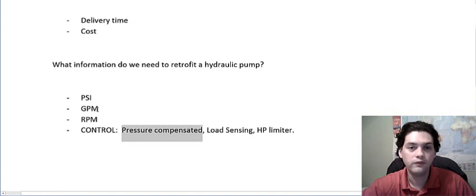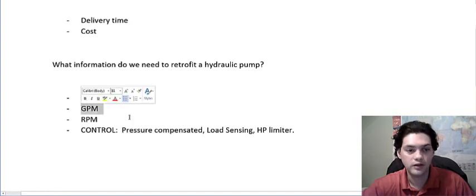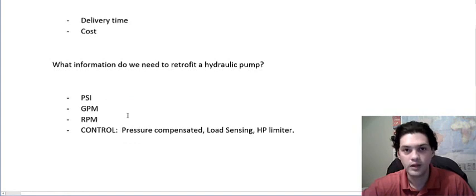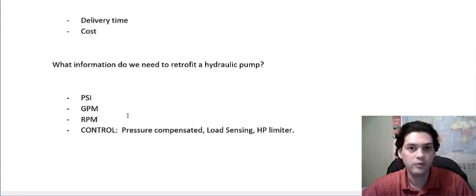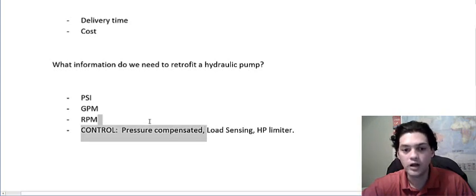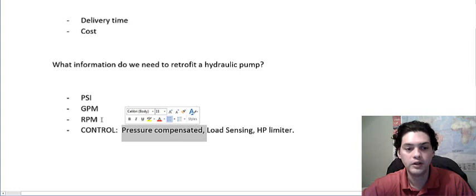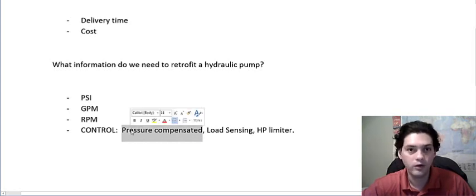Let's say the pump is delivering 30 GPM, and at 3000 psi you want to cut the flow and maintain the pressure. So at a certain psi, the pump reduces flow and it maintains pressure. What it does is it saves horsepower in the system, and it keeps the pump from overheating. Let's say it would not have a pressure compensated control. Usually fixed displacement pumps don't have any type of control.